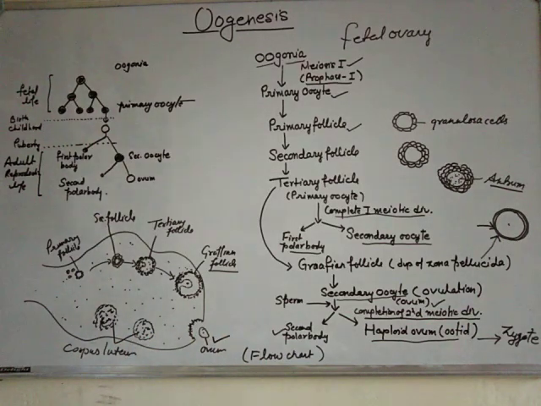Now what happens after the release of the egg? The Graafian follicle gets converted into the corpus luteum. It is an endocrine gland that is important for the secretion of the female hormone called progesterone. That was the process of oogenesis.